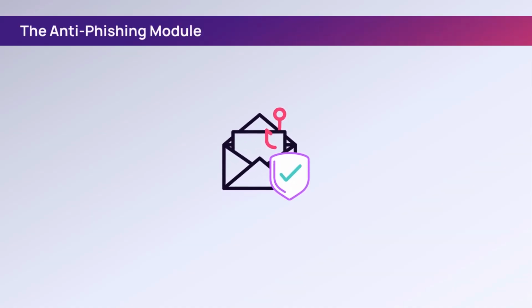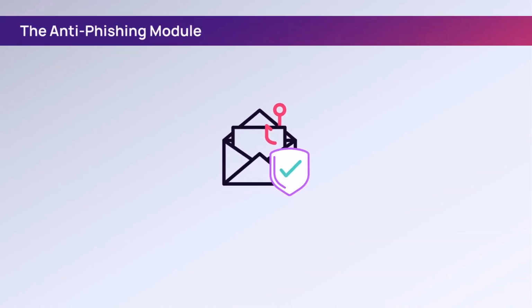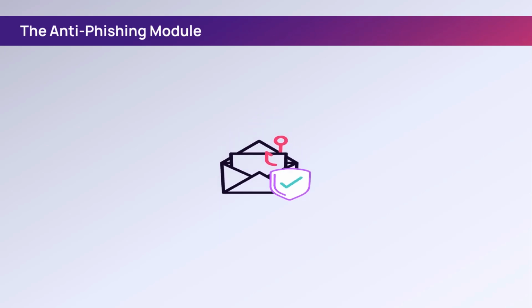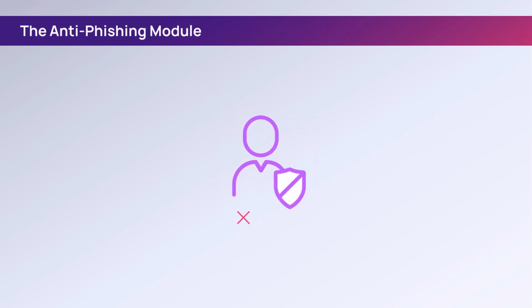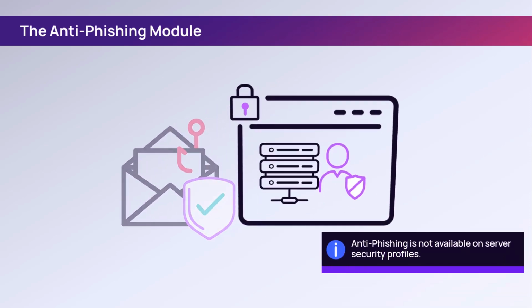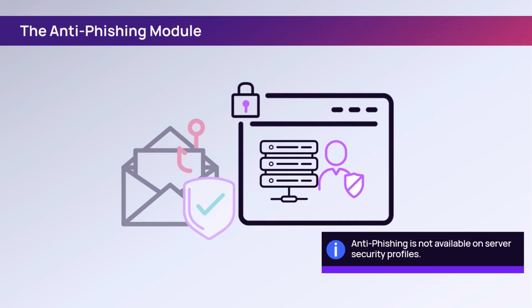The Anti-Phishing module contains settings to protect against phishing and internet fraud. Anti-phishing protection automatically blocks known website forgery or spoofing websites to prevent users from inadvertently disclosing private or confidential information. The Anti-Phishing module is not available when configuring server security profiles.